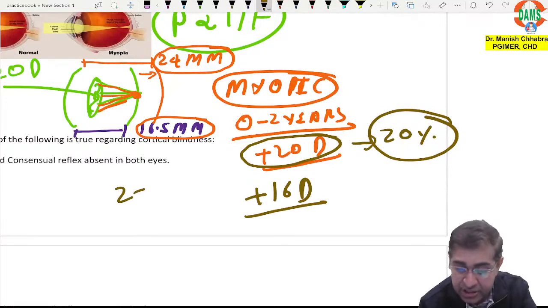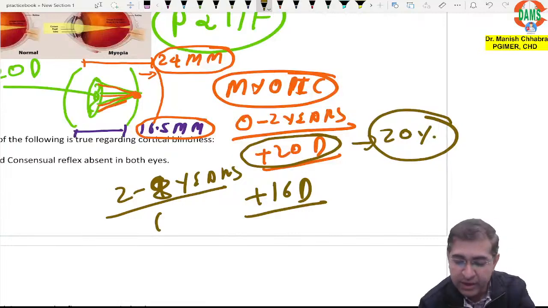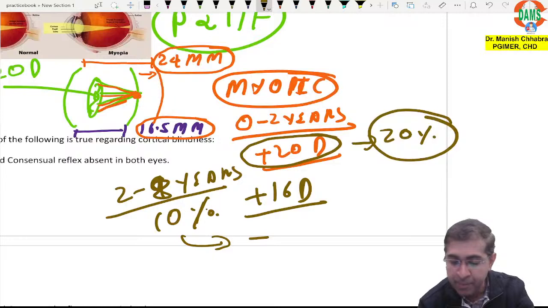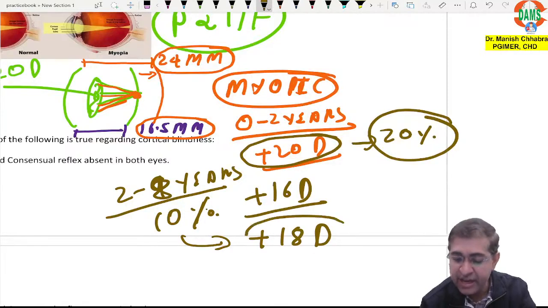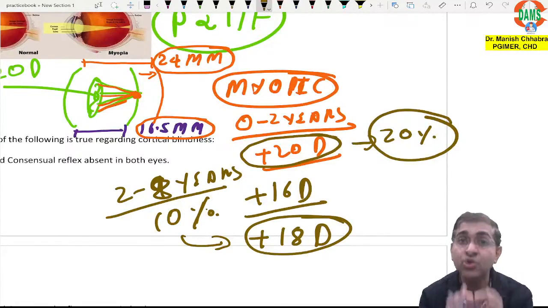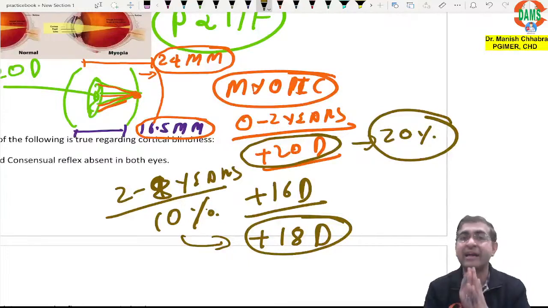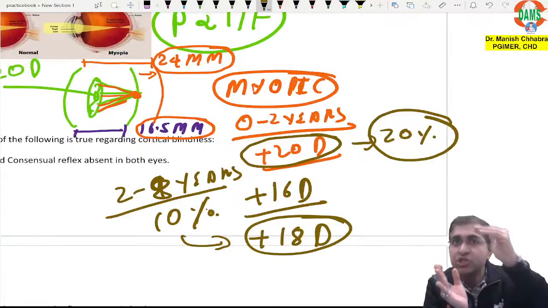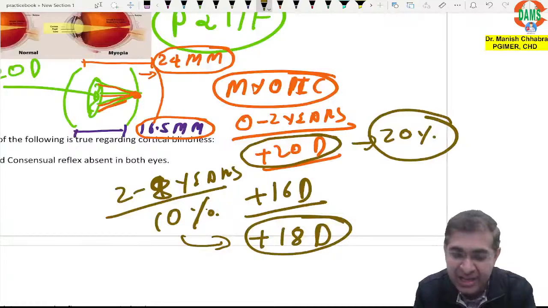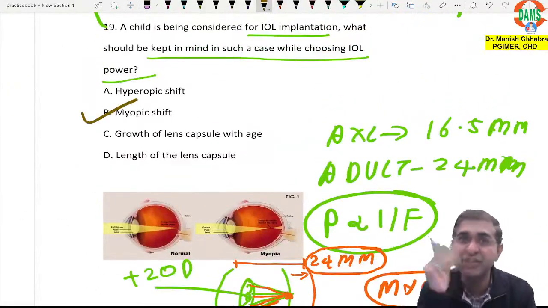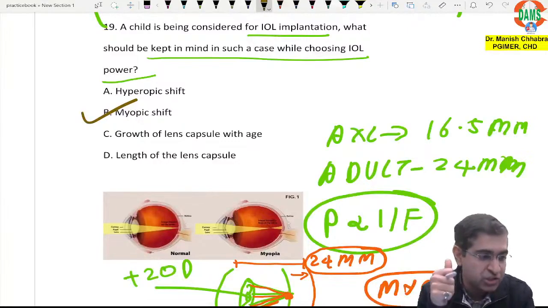And if the age is 2 to 8 years, how much correction will you do? 10% undercorrection, such that you are going to implant the IOL of plus 18 diopter. This is the IOL correction that you perform while operating a patient with congenital cataract, from 0 to 8 years of age. So the answer is clear cut. There will be myopic shift. I hope you have understood.